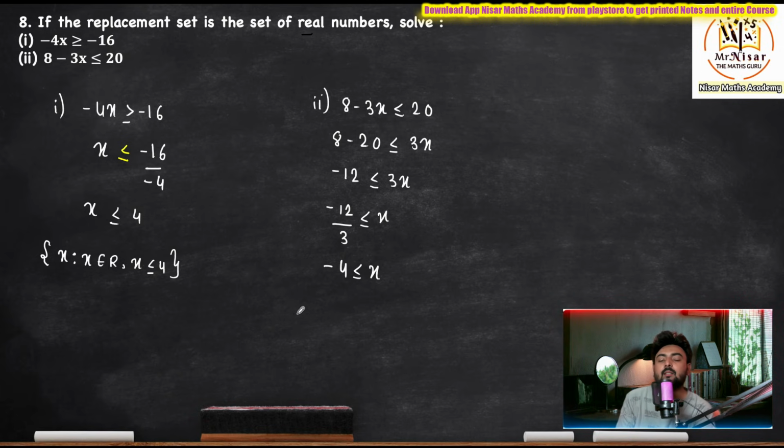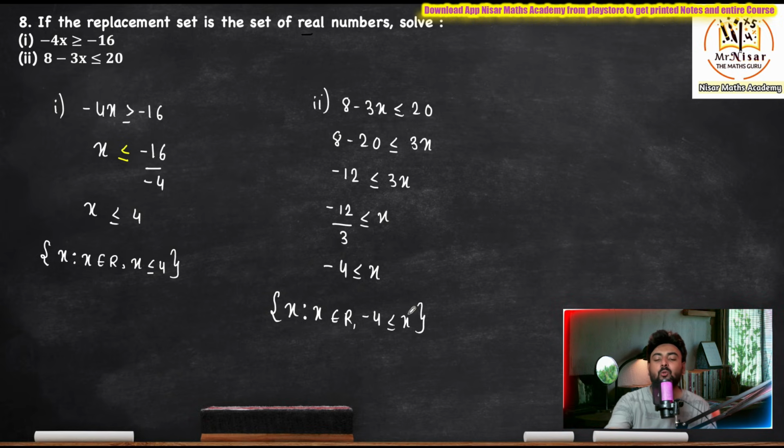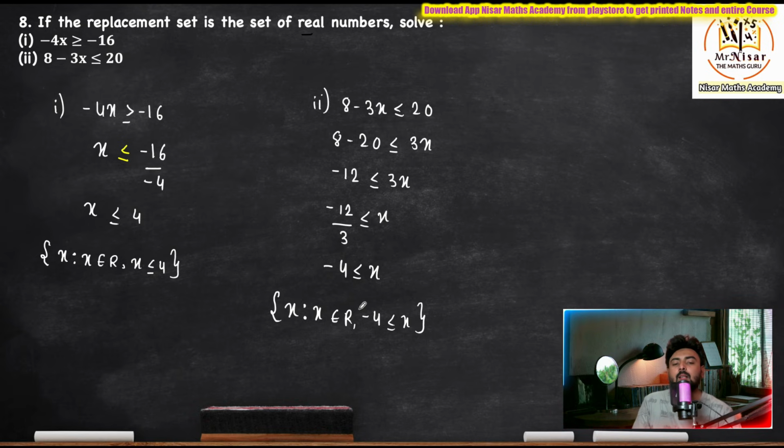How to write the answer? See, simply as I said, you will write the solution as x, x belongs to real numbers, and whatever is there you write as it is, minus 4 less than or equal to x. I hope it is quite clear to you. Let's go ahead and solve the next one. So children, here you may write like this also. Like I have written, x is greater than minus 4.